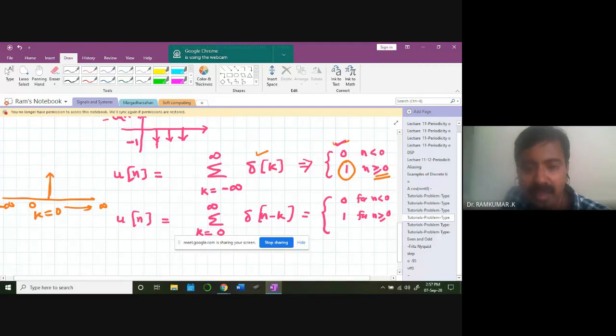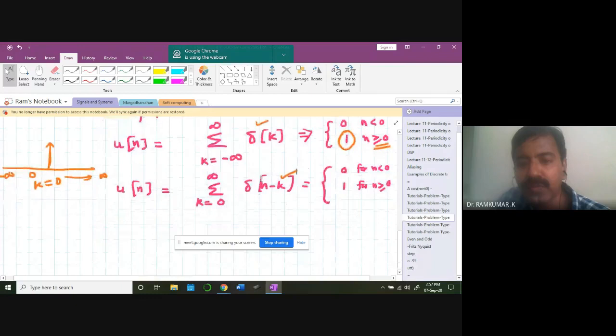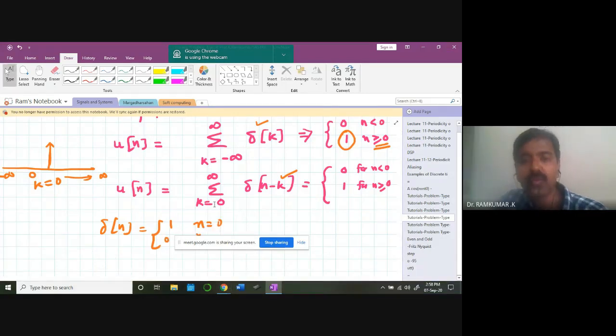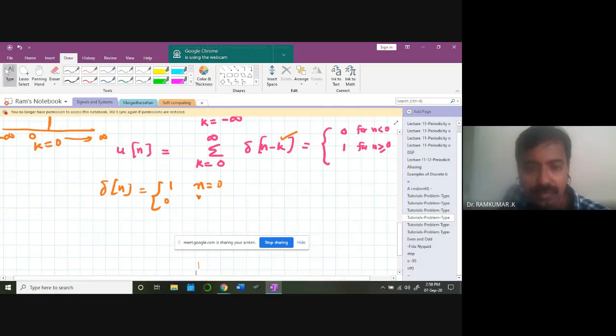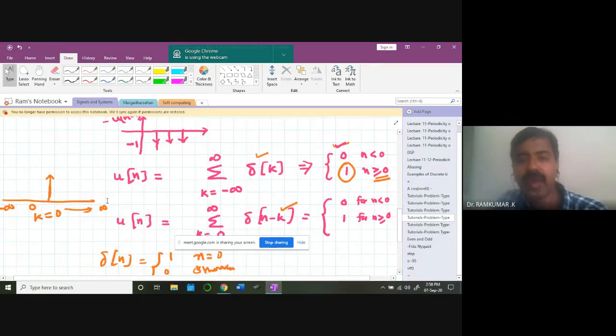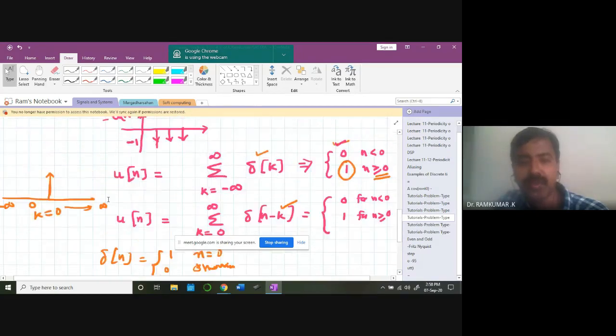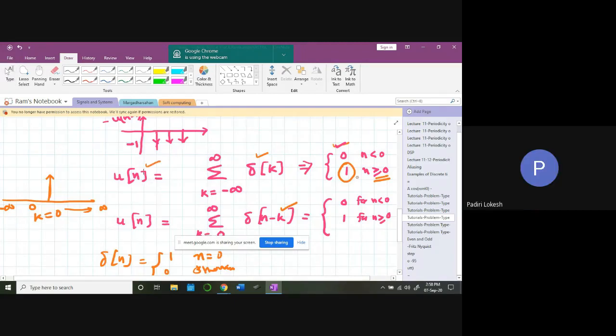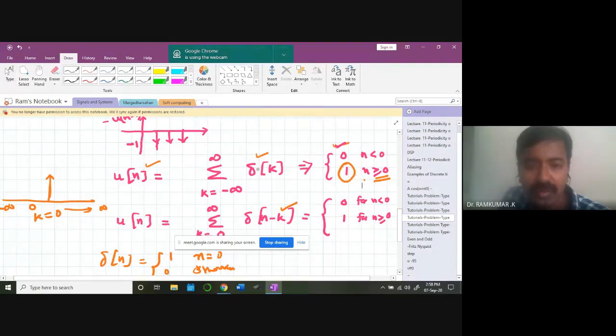In the same manner I can say with the shift operation also, delta n minus k. So take all those values. Delta n is equal to 1 at n equal to 0, 0 otherwise. So I'm going to add all those values. What do I get? You understand? K equal to 0. Whether you understood this first one? Once k equal to 0 again, when I substitute, look at this.